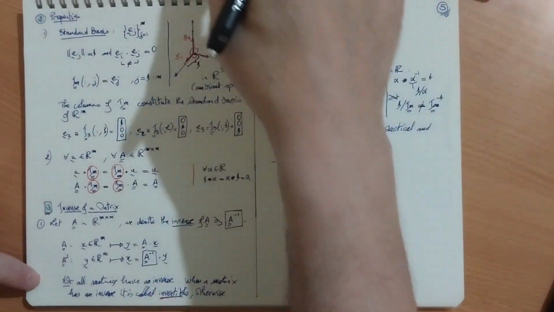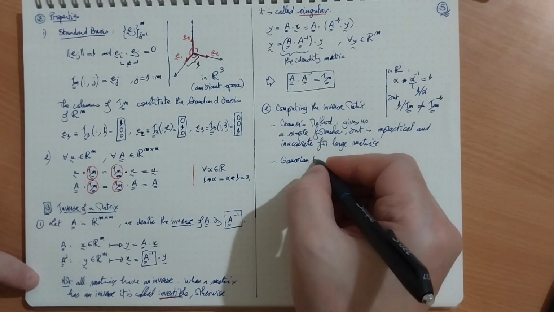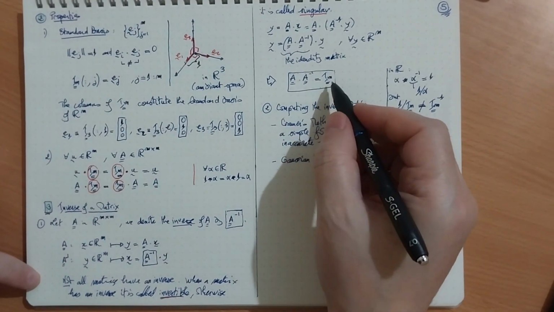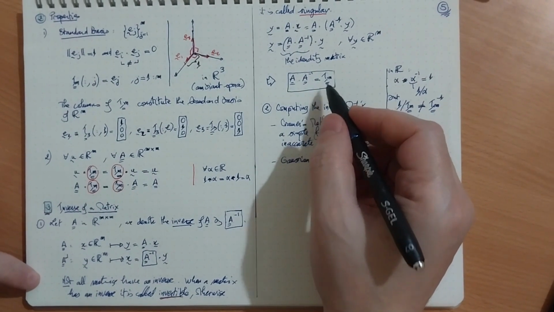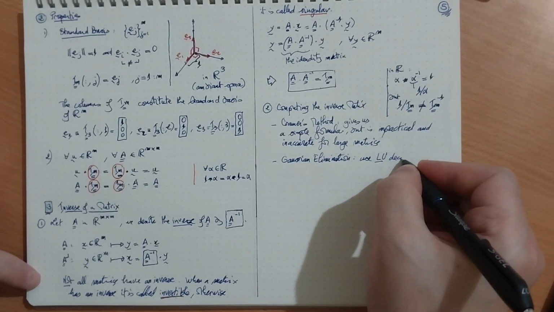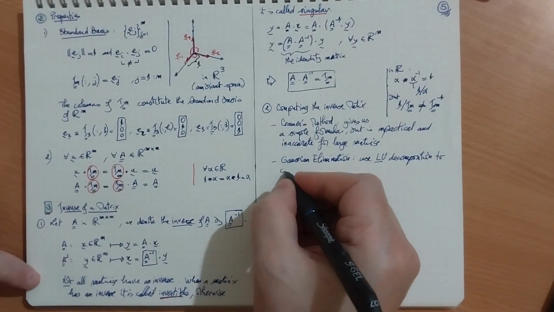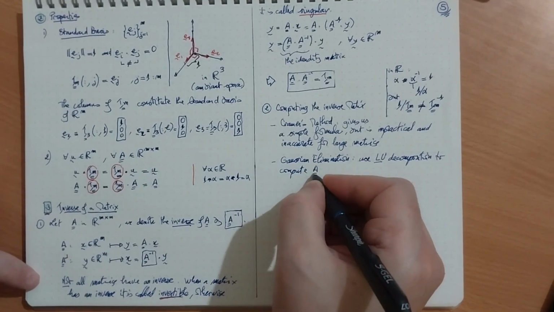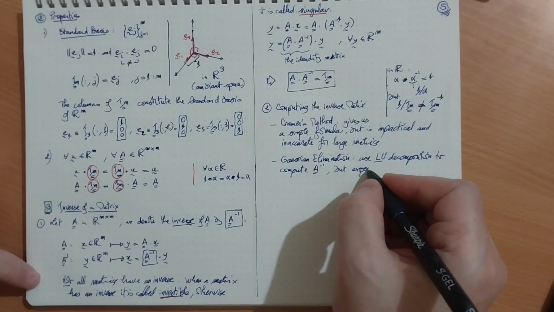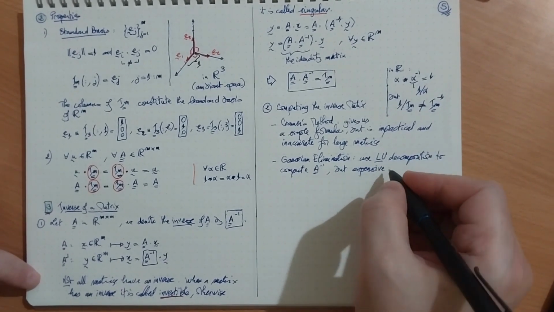And the Gaussian elimination uses LU decomposition to calculate, or to compute, the inverse. But it's expensive. Numerically expensive. I mean, computationally expensive.